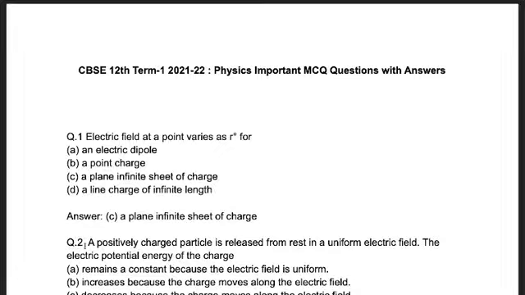Question number 2. A positively charged particle is released from rest in a uniform electric field. The electric potential energy of the charge: A, remains constant because the electric field is uniform. B, increases because the charge moves along the electric field. C, decreases because the charge moves along the electric field. D, decreases because the charge moves opposite to the electric field.